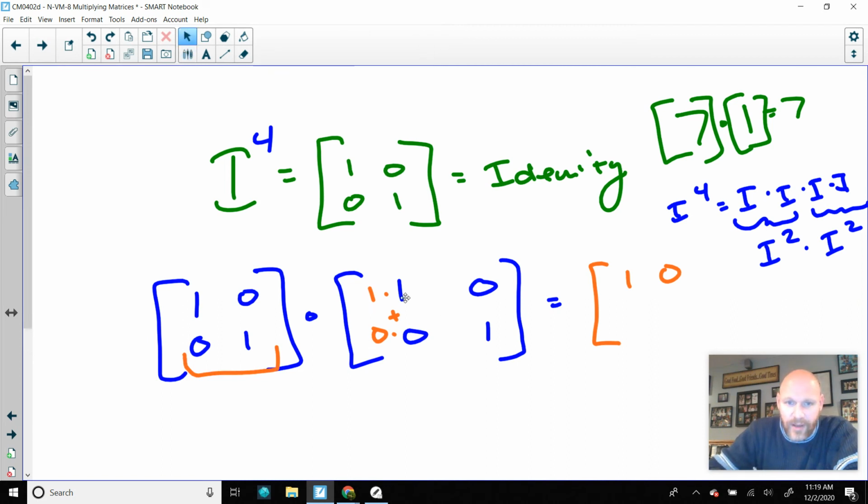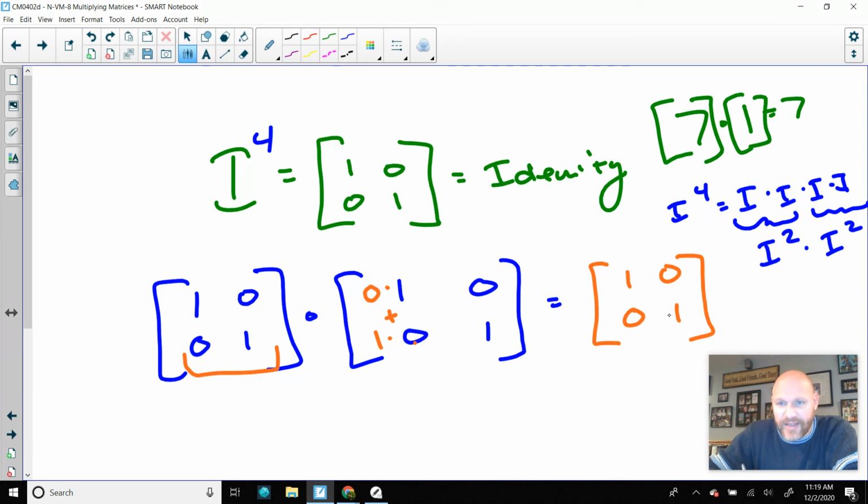So this time I'm going to end up with a 1 on the bottom and a 0 on top, and I multiply them and add them. So this is going to be 0 plus 0 is 0, and then 0 plus 1 is 1, and as you can see, I end up with the exact same matrix, 1, 0, 0, 1, and that is the same as I squared.